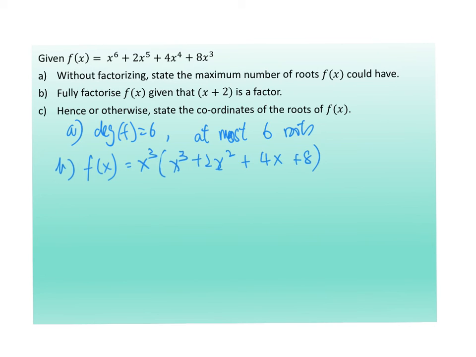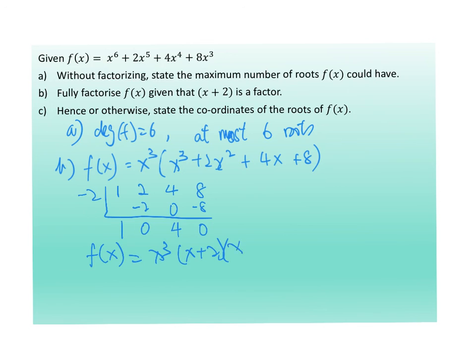And you know that x plus 2 is actually a factor. So therefore, writing 1, 2, 4, and 8, and minus 2. All right, bring 1 down. Minus 2 times 1 is minus 2. So 2, and 2 plus minus 2 is 0. Minus 2 times 0 is 0. 4 plus 0 is 4. Minus 2 times 4 is minus 8. 8 minus 8 is 0. So therefore, we know f(x) is x cubed, x plus 2, and x squared plus 4, because 0x.